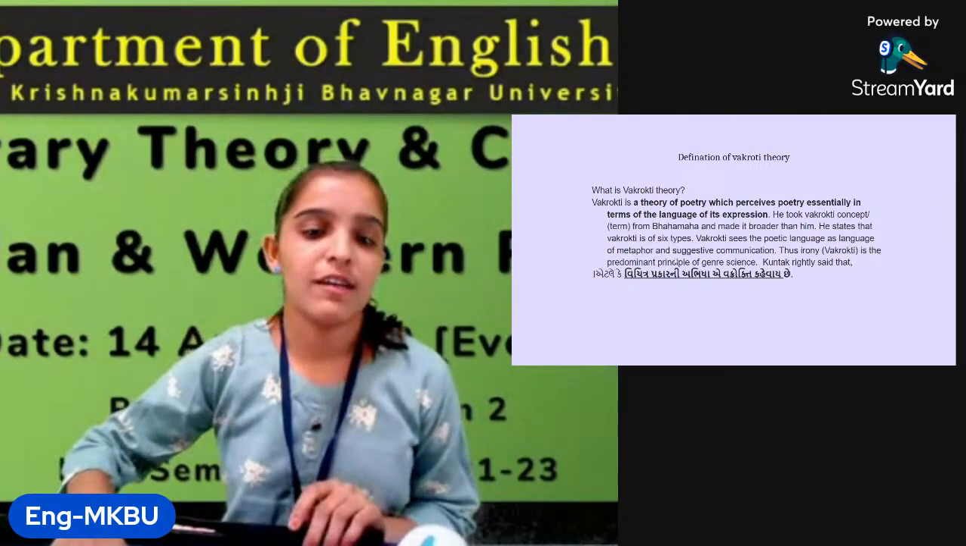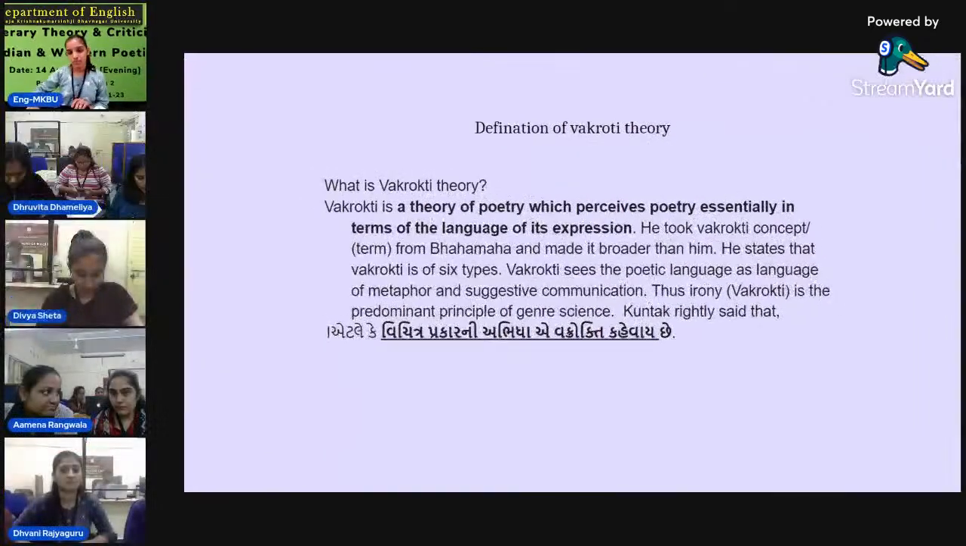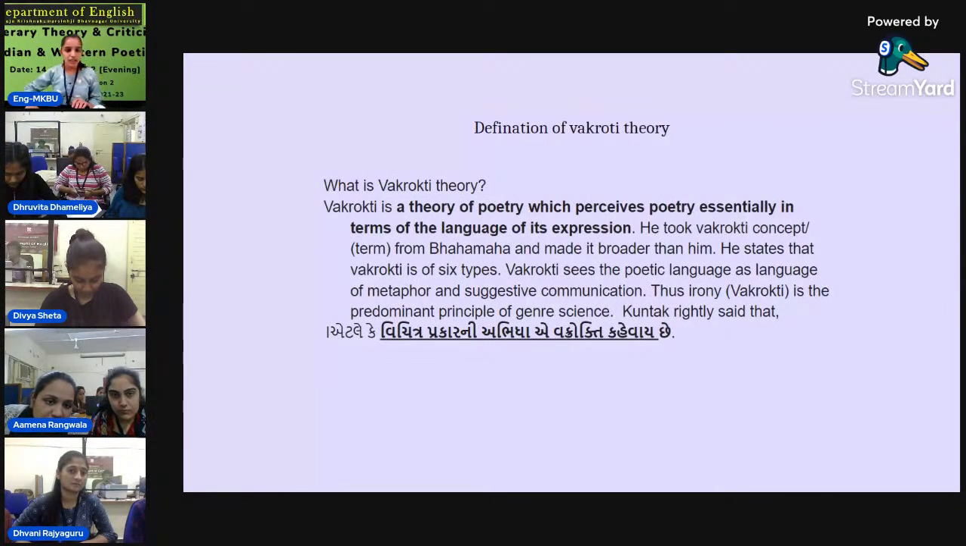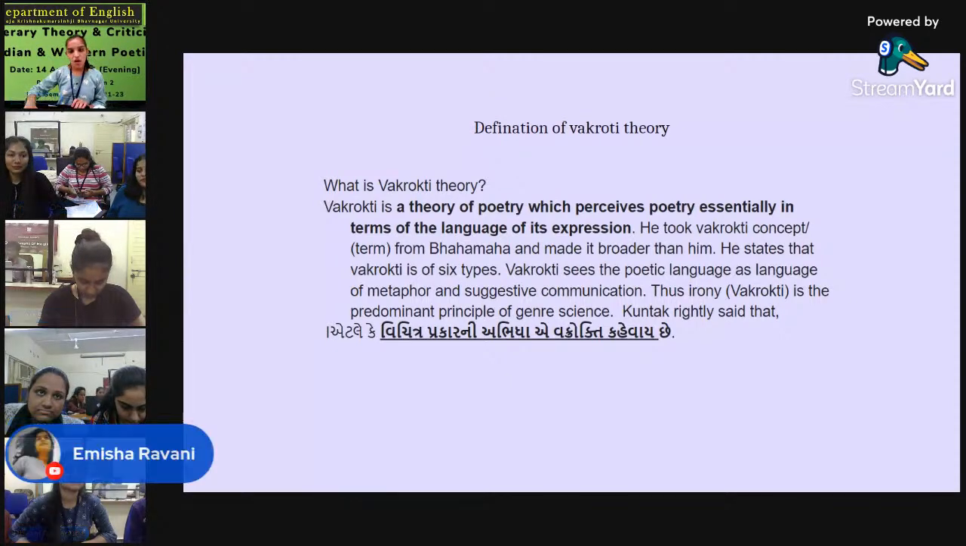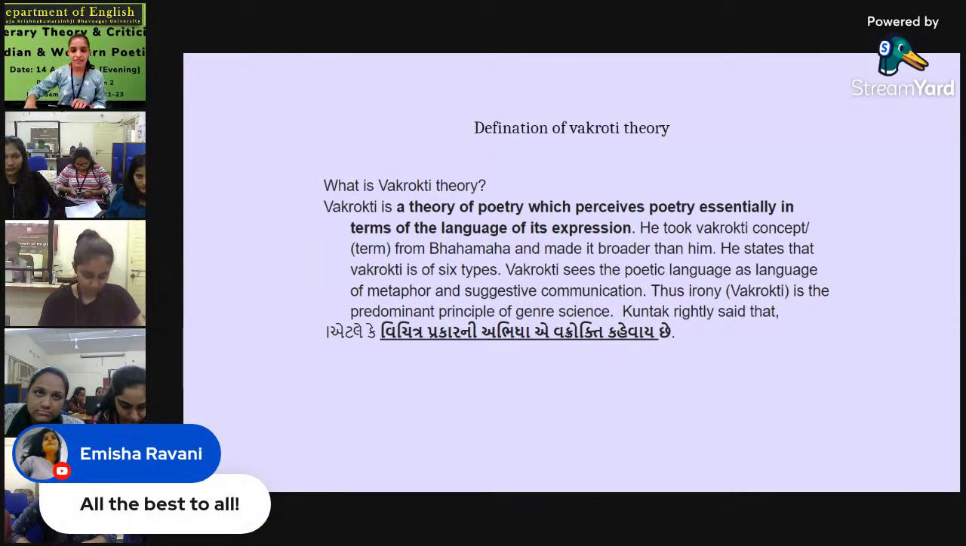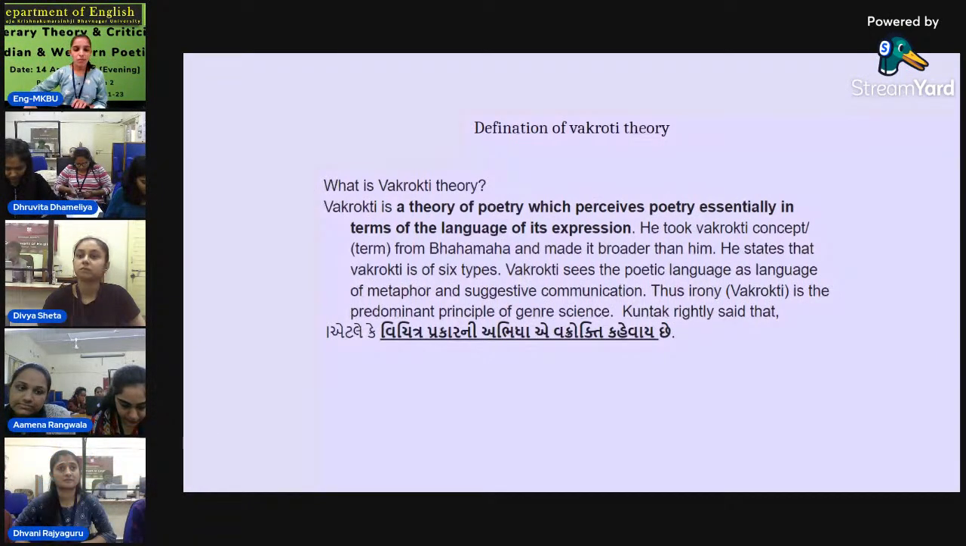Vakrokti is the theory of poetry, which perceives poetry essentially in terms of the language of its expression. Kuntak took the Vakrokti concept from Bhamaha and made it broader than him. He states that Vakrokti is of six types. Vakrokti sees the poetic language as language of metaphor and suggestive communication. Thus, irony means Vakrokti is the predominant principle. Kuntak rightly said that Vichitra Prakarni Abhida is called Vakrokti.